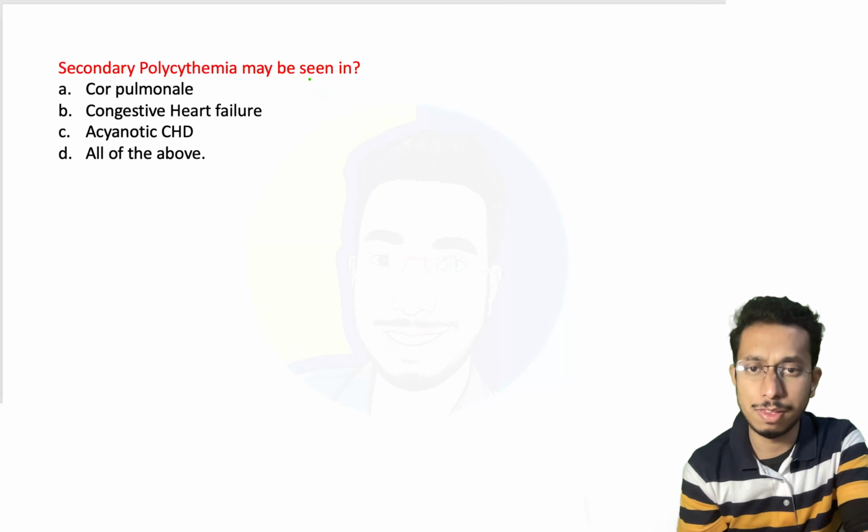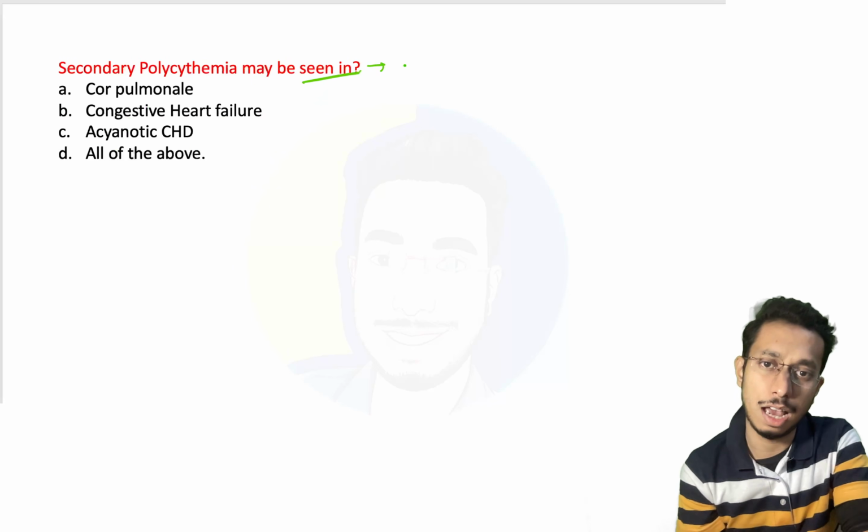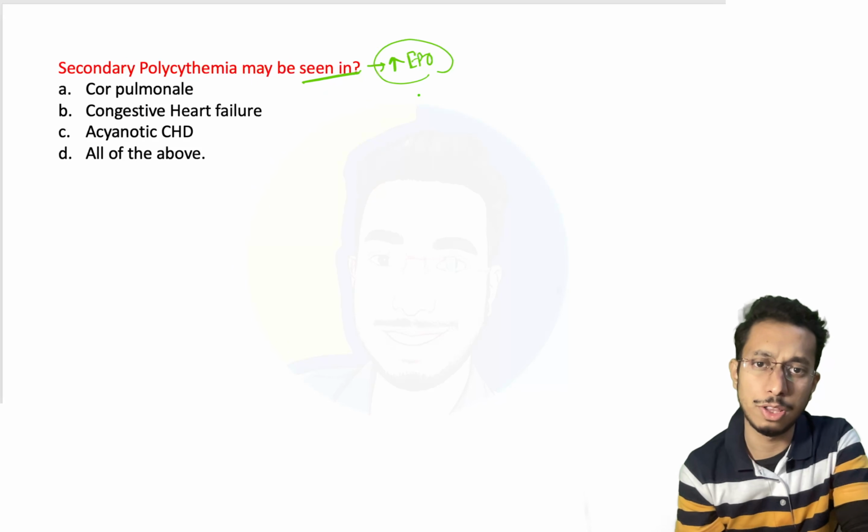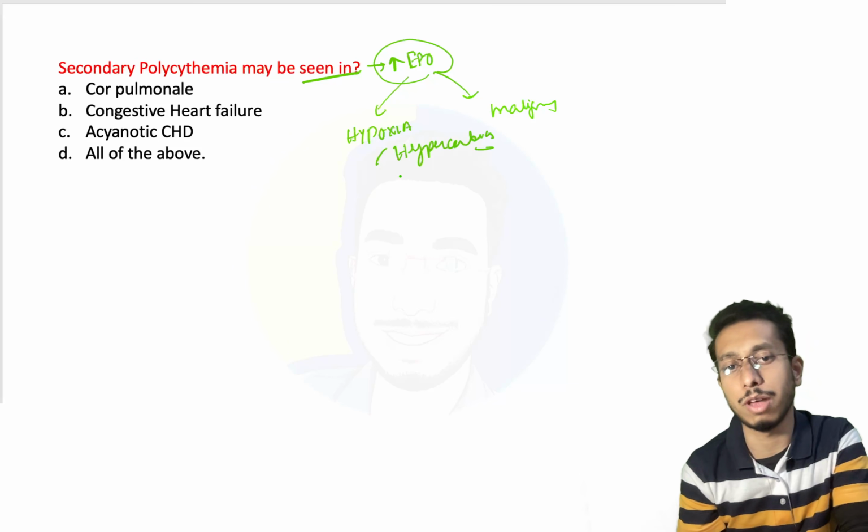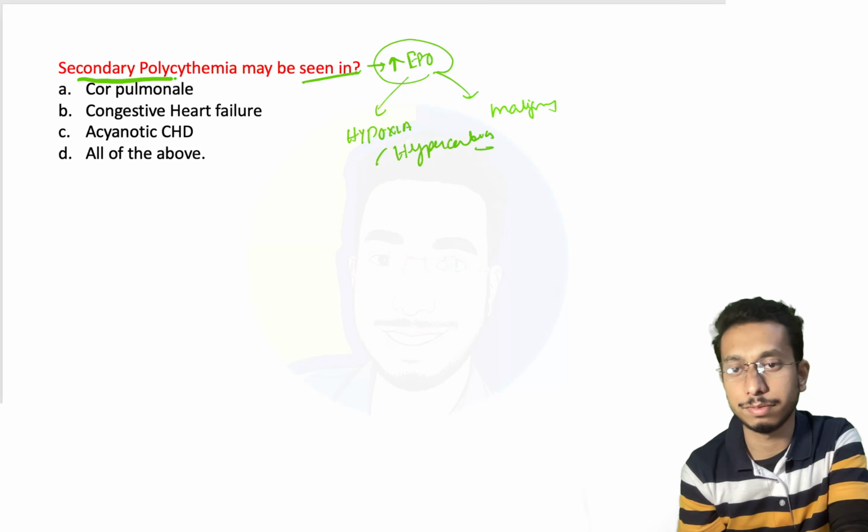Secondary polycythemia may be seen due to mainly increased erythropoietin level. The erythropoietin increase may be due to malignancy, or due to hypoxia or hypercarbia. Which of the following diseases is associated with hypoxia? Cor pulmonale is associated with hypoxia. Okay.